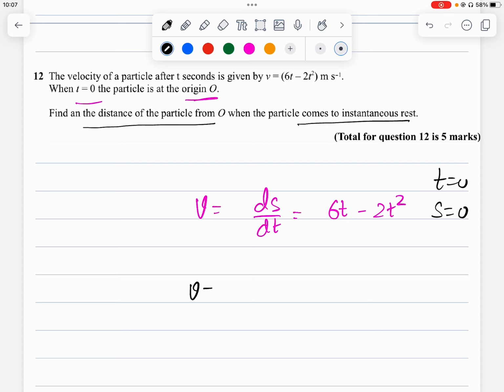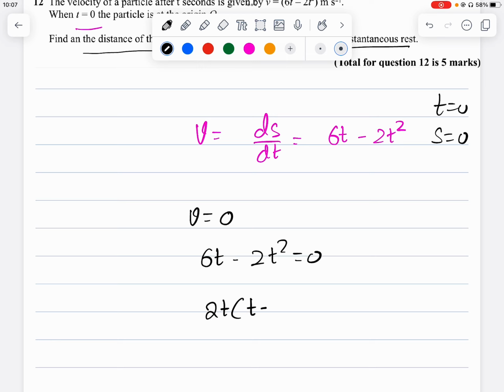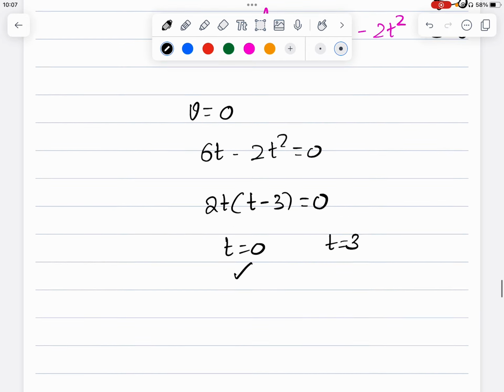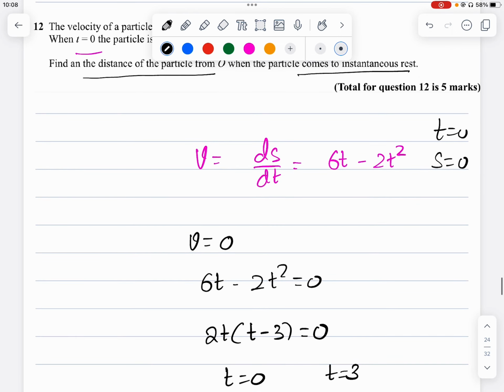So, instantaneous rest means velocity equals 0. 6t minus 2t square should equal 0. Take 2t common, t minus 3 should equal 0. So, either t equals 0 or t equals 3. Obviously, we know that at t equals 0, s equals 0. So therefore, what am I going to do? I am going to do the integration to find the distance.